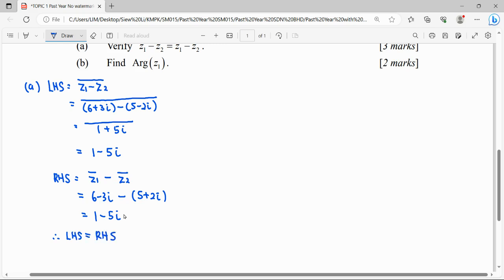Therefore, we can conclude that left hand side equals to the right hand side. So we can verify that the conjugate of complex number 1 minus complex number 2 is equal to the conjugate of complex number 1 minus the conjugate of complex number 2.